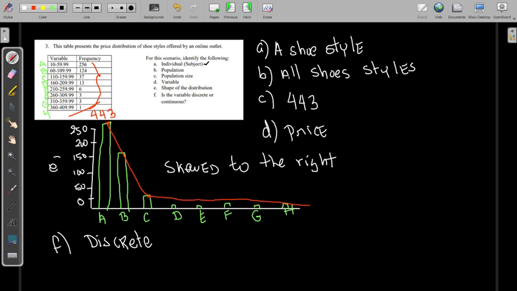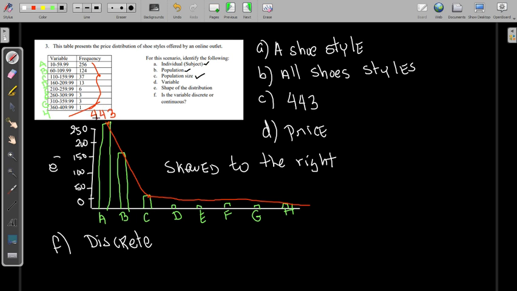Okay. The next question is, what is the population? The population is all the shoe styles. And what is the population size? We add all of the frequencies, which gives you the different shoe styles that you have: 443.